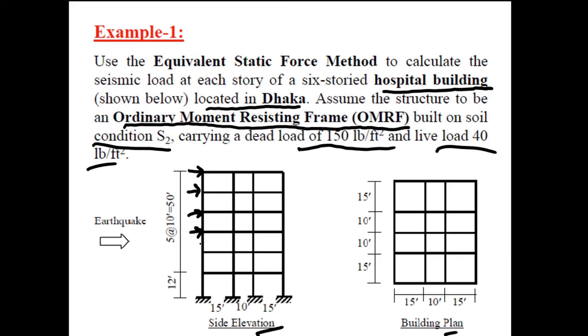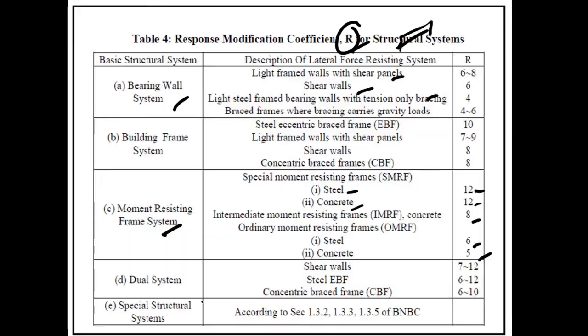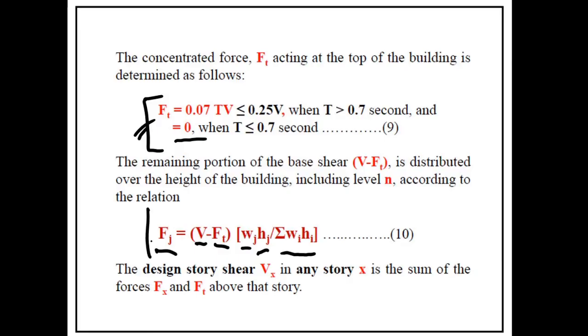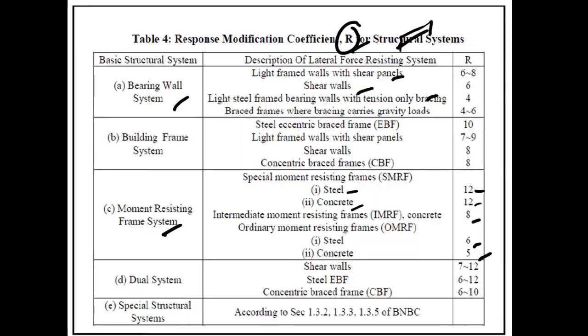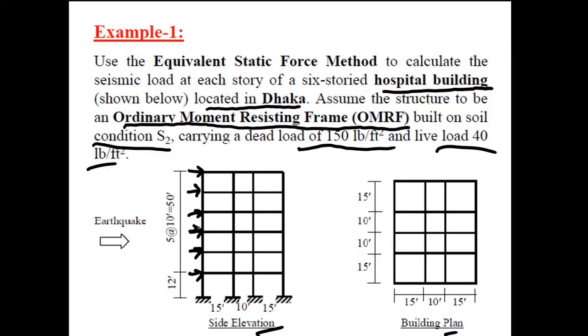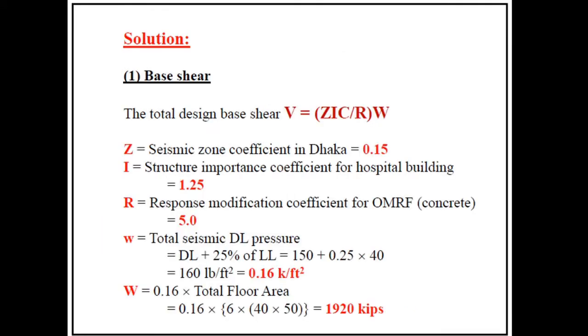So we need to calculate these loads. We will need to use this formula to calculate Fj, and multiplying Fj with the height of the story through which it is acting, we will get the value of these shear forces or lateral forces due to earthquake. So let's see the procedure.